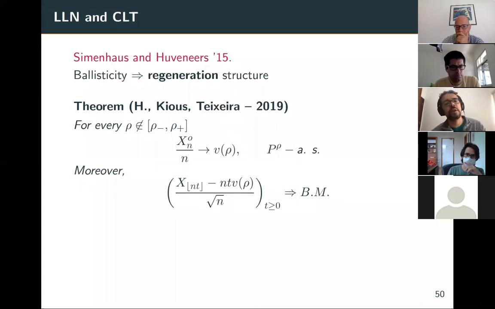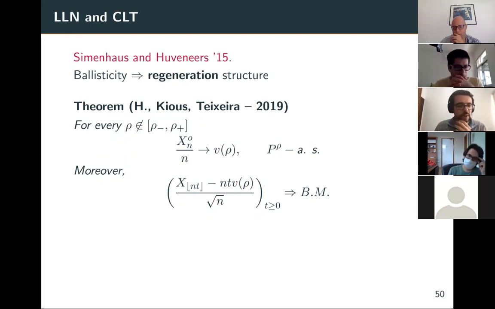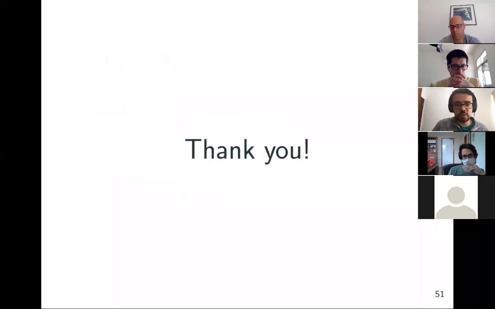Once we have ballisticity, we can plug into some refined regeneration structures developed by François Simenhaus and François Rouvenis, and prove that we have law of large numbers by regeneration, control the tail of the regeneration times, and show that actually the trajectory is decoupled into independent or more or less independent parts. And then we have law of large numbers, and it goes beyond. You can show convergence to Brownian motion. So that's all I wanted to talk about. Thank you very much for your attention.